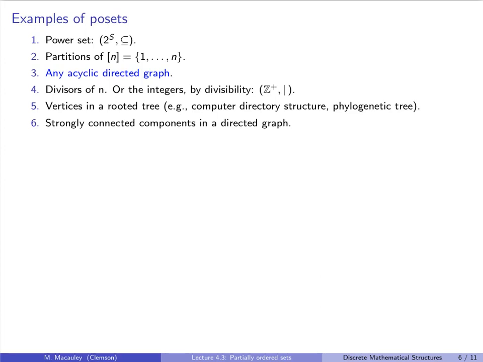Our third example is any acyclic directed graph. Up until now, I've been writing most of my posets vertically. And when I do this, it's implied that the relation is given by any vertical path. So in other words, if there's a vertical path from A to B, then A is less than or equal to B. And because of this, I don't need to draw orientations on my edges. For example, this diagram is redundant because we don't need the arrow tips to describe the ordering.